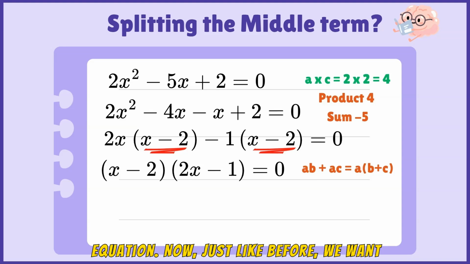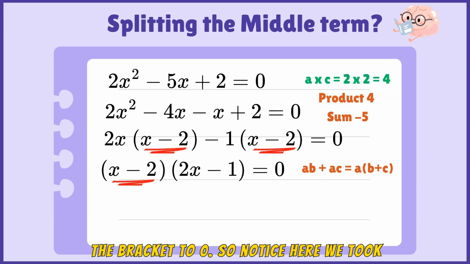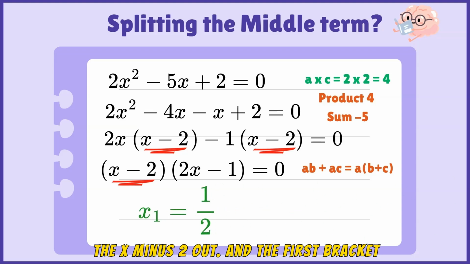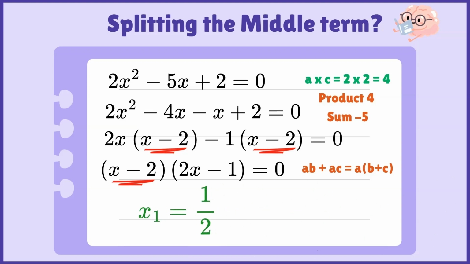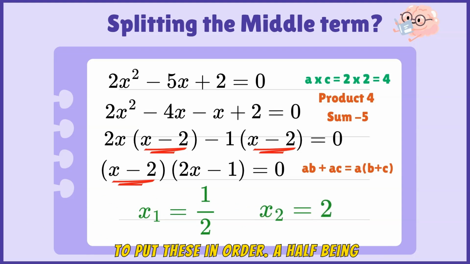Now, just like before, we want to know values which are going to send the bracket to 0. So notice here we took the x minus 2 out. And the first bracket would go to 0 for 2, and the second bracket for a half. However, we're going to put these in order. A half being smaller than 2, that'll be our first solution. And the second solution is going to be 2, which sends x minus 2 to 0.